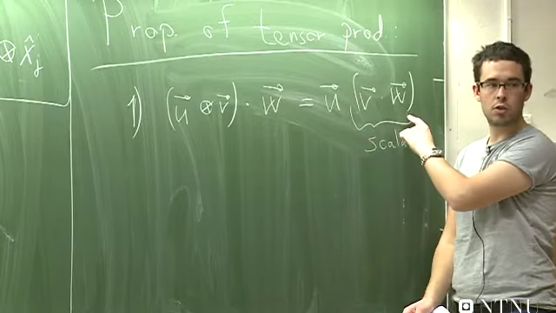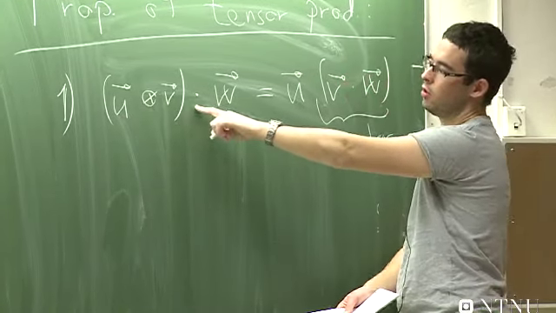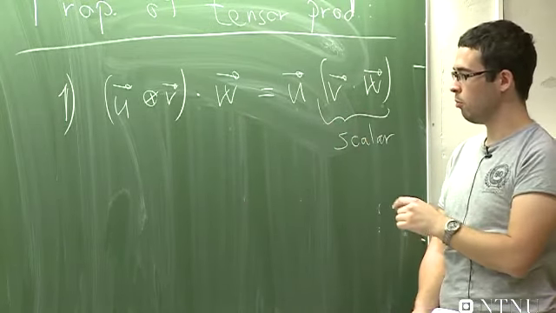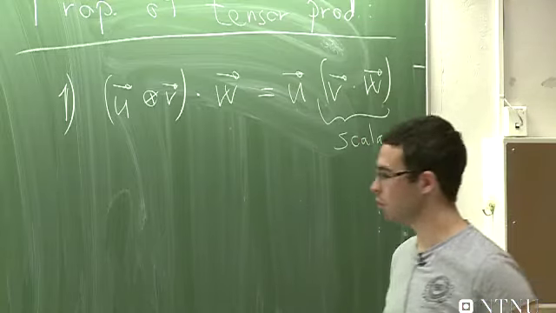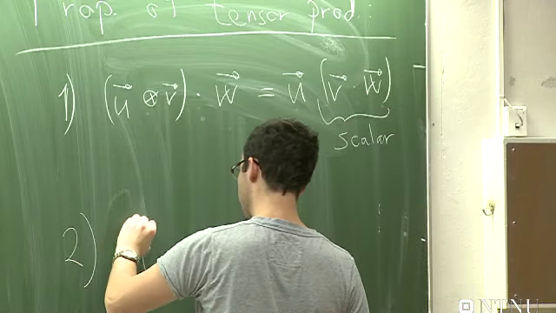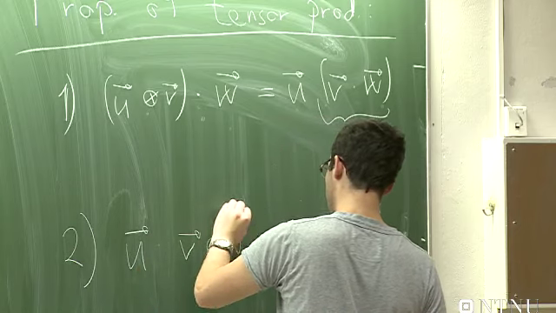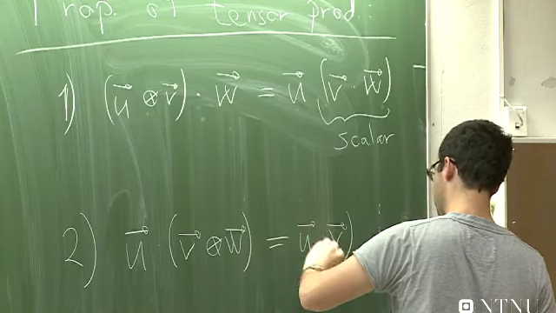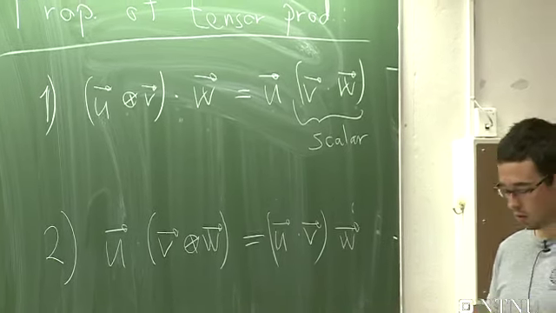this part is a scalar now, of course, because it's the dot product. So the tensor product uv dotted with the vector w is actually pointing along the vector u, multiplied by the magnitude of u by this scalar product. And similarly, there's another rule if I change the order, okay, and we'll need this in a moment.